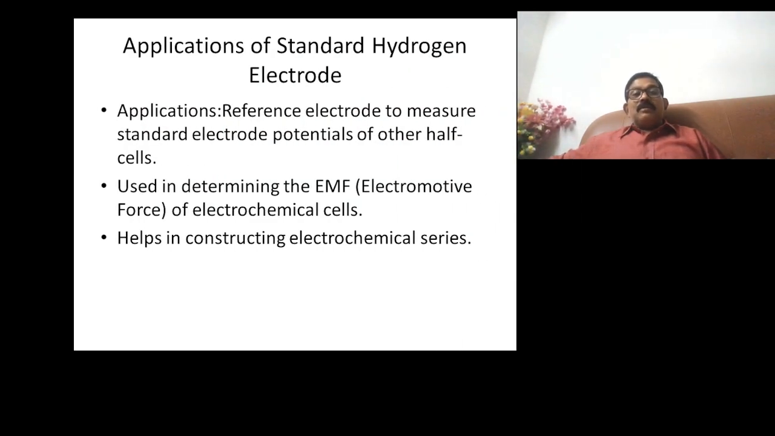Then comes to the applications of standard hydrogen electrode. It acts as a reference electrode to measure the standard electrode potential of other half cells. And it is used in determining the electromotive force, or EMF, of other electrochemical cells.